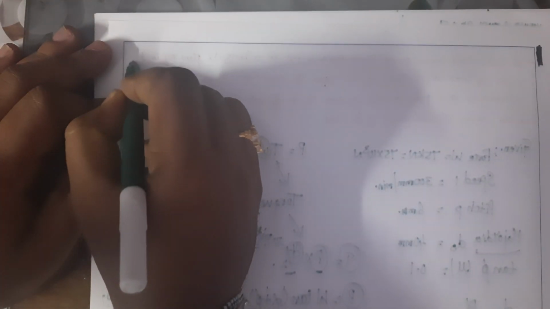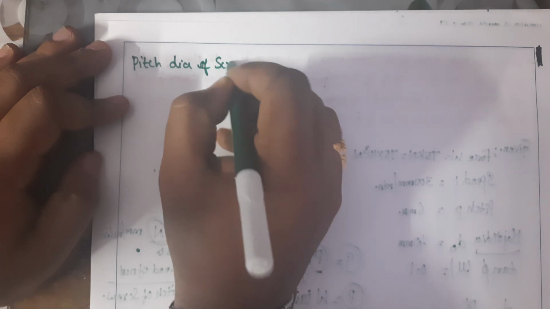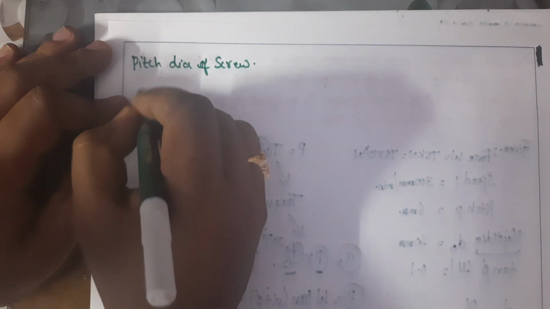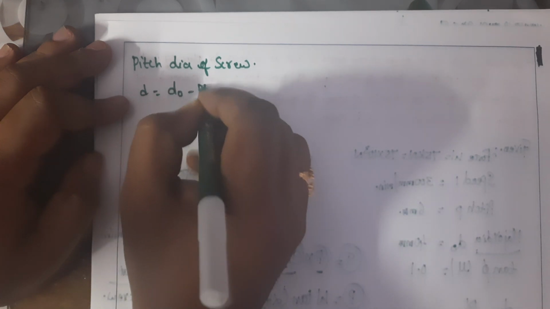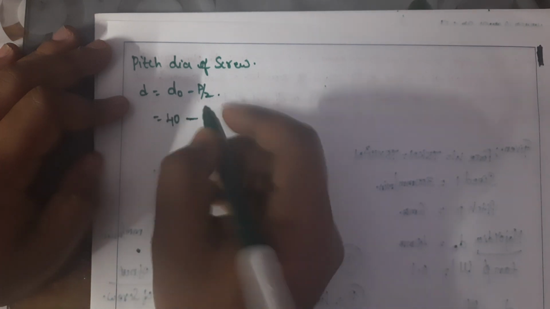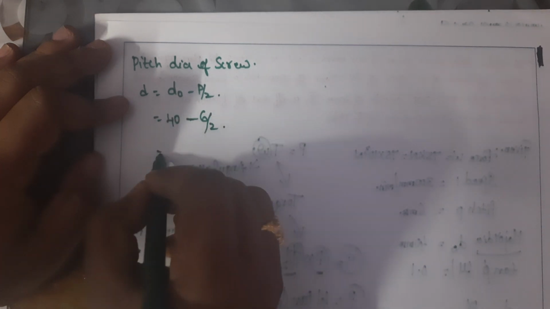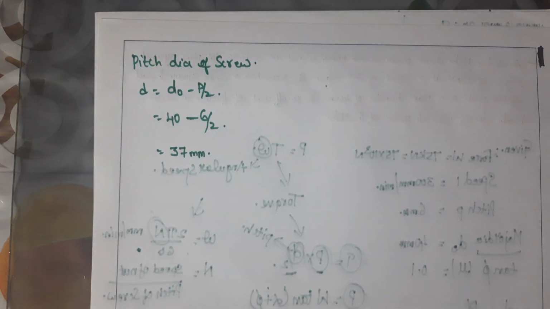Okay, so we have the given data. The first thing that we have to do is calculate the pitch diameter. Pitch diameter of the screw is d equal to d naught minus p by 2. So d naught is given as 40 minus 6 by 2, that is 37 mm. Okay, that is the first thing that we have calculated.